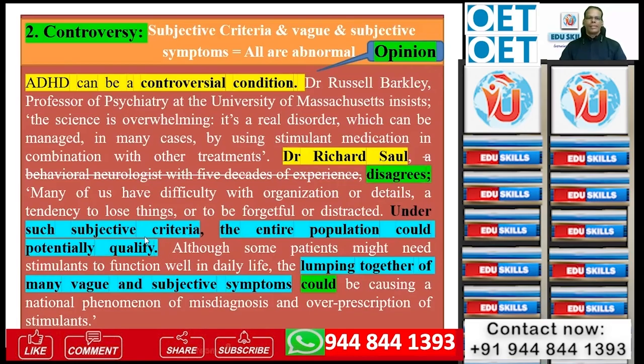So under such subjective criteria, the entire population could potentially qualify. Could, again, you have a modal verb here. Potentially qualify means all are abnormal. If you do the analysis in this way or assessment in this way, probably you will say all are abnormal, all have ADHD disorder. So could be, again, the modal verb is used.